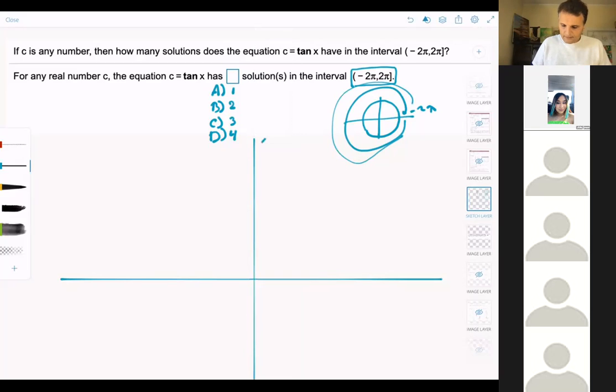So this is x, that's y. I'm going to graph tangent. From negative 2 pi, this is negative pi half to pi half. So you have to make it smaller.